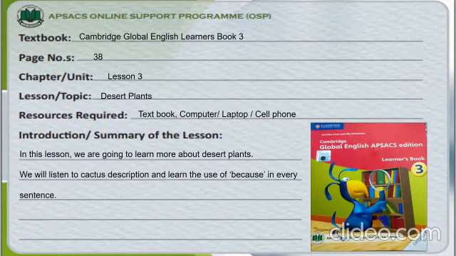The textbook is Cambridge Global English Learner's Book 3, page 38, Unit 3, lesson Desert Plants. Resources required: textbook, computer, laptop or cell phone. Introduction: in this lesson, we are going to learn more about desert plants. We will listen to a cactus description and learn the use of because in a sentence.